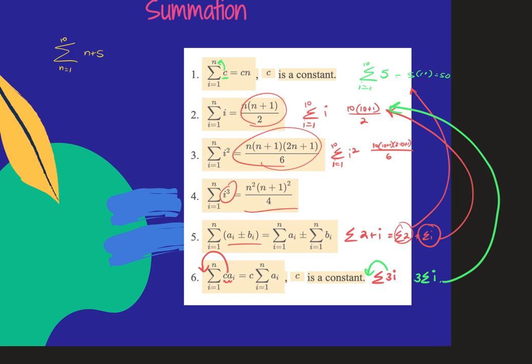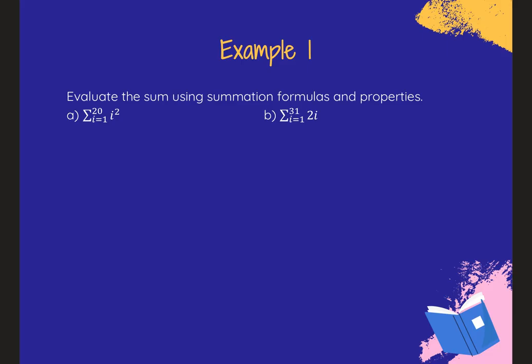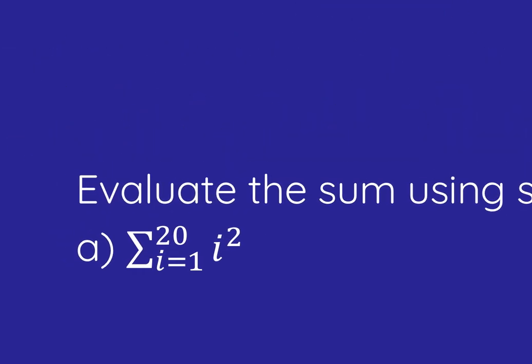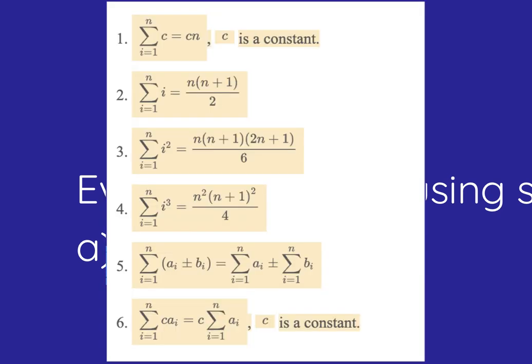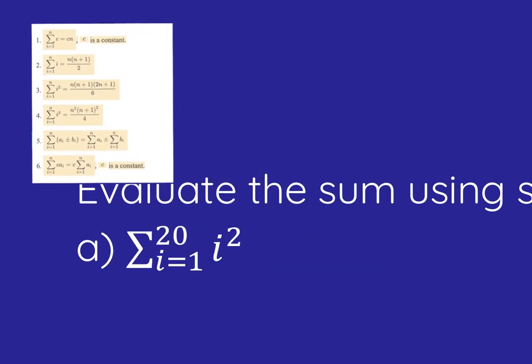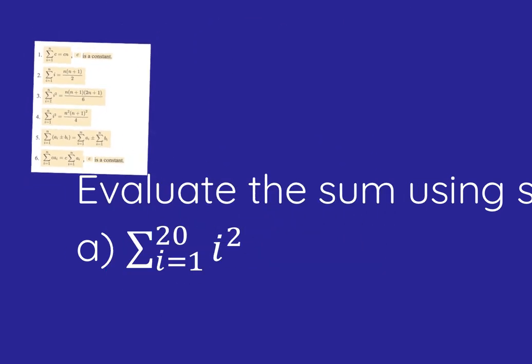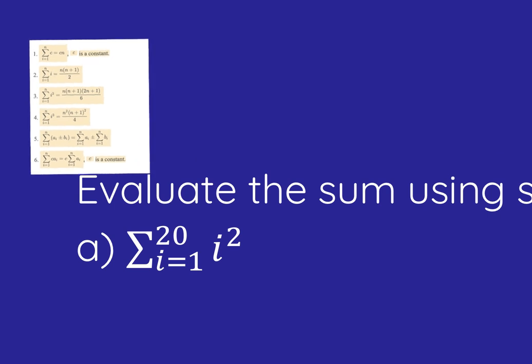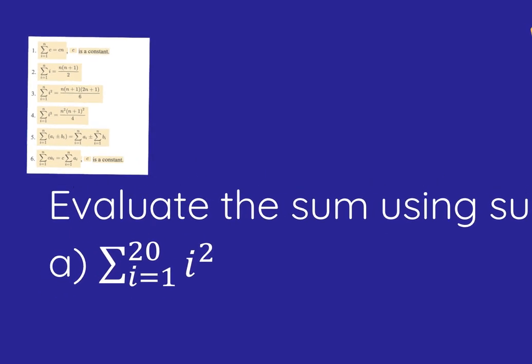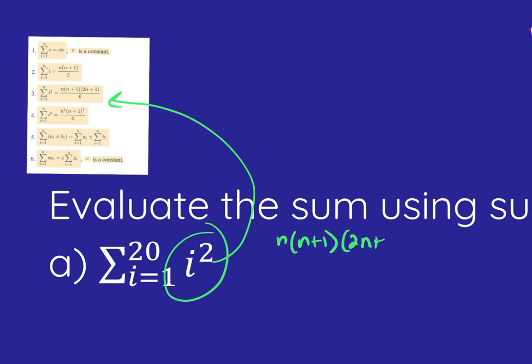All right, so example 1. Evaluate the sum using summation formulas and properties. I'll pull in the formulas so they're right here with us. If you look at A, this is the summation from 1 to 20 of i squared. So I grab the i squared formula, which is n times n plus 1 times 2n plus 1, all over 6.